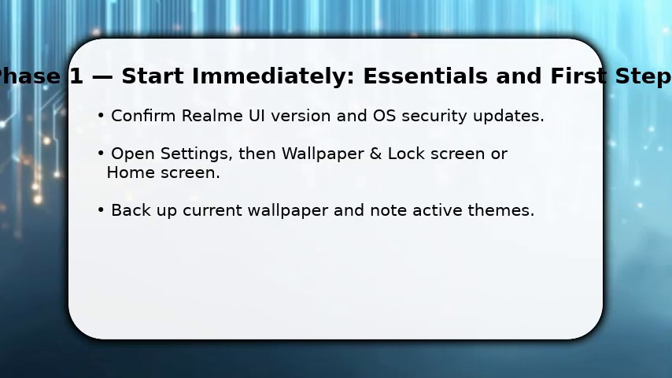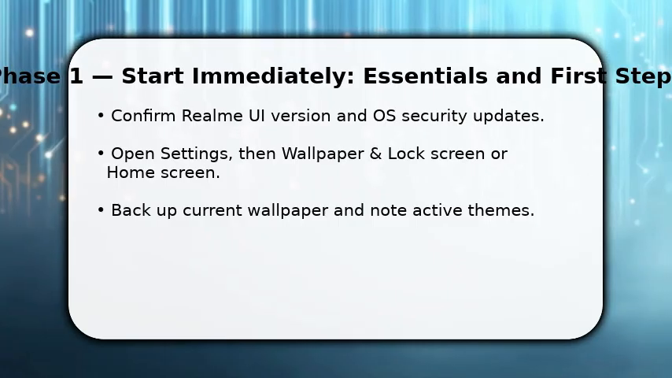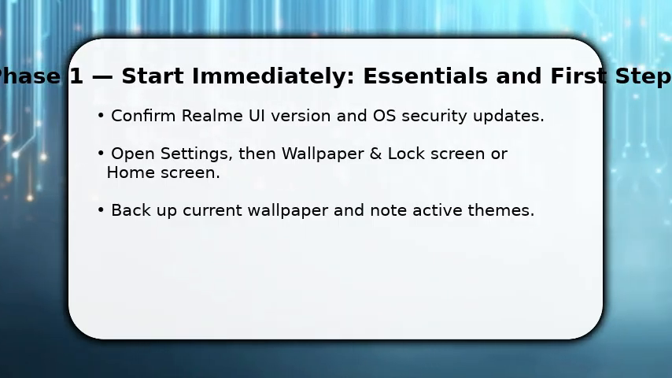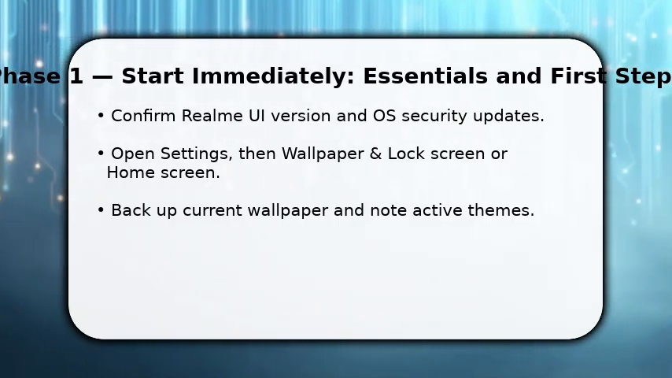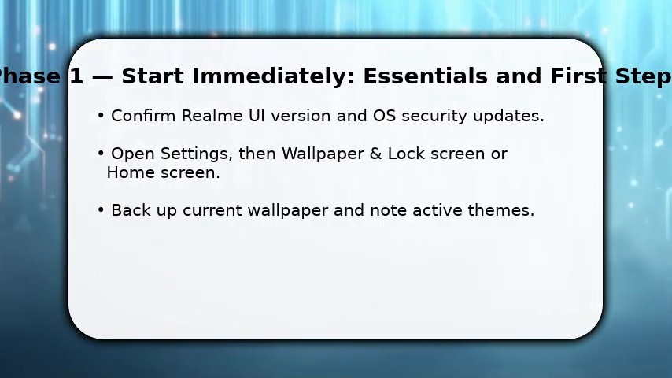You start by confirming your Realme UI version and updating the system if needed. This prevents unexpected menu differences. Next, open Settings and go straight to Wallpaper or Wallpaper and lock screen. Do not browse theme stores yet.